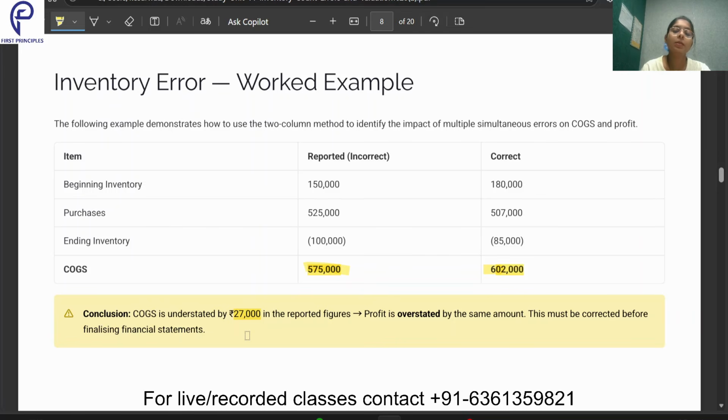If my COGS is understated, my profit is overstated by the same amount. So this must be corrected before finalizing the financial statements. So that's how you guys can calculate if you get questions like this in your exam.